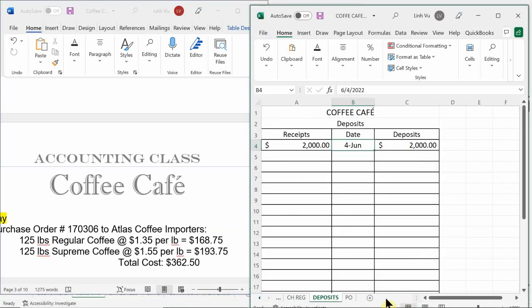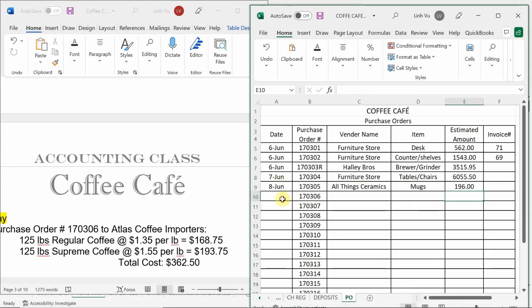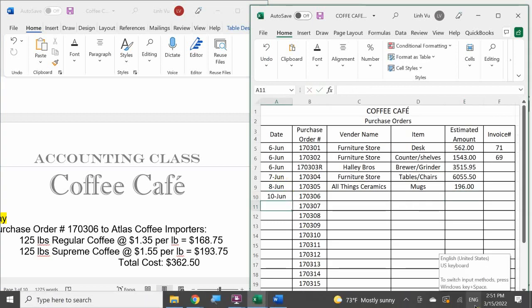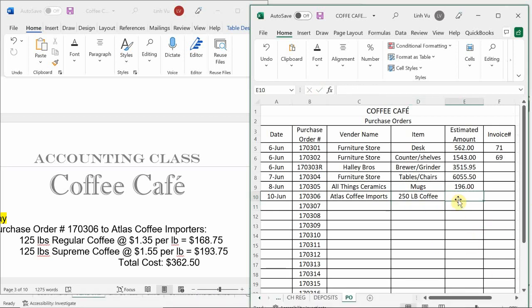So let's go ahead and enter this information into our purchase orders, because we're on the 10th. We purchased from Atlas Coffee Importers. I'm going to do imports for short. What did we buy? We bought 250 pounds coffee, for the grand total amount of $362.50. Okay. We submitted our purchase order.